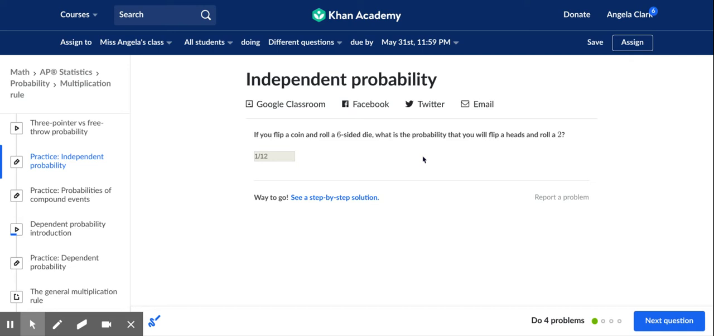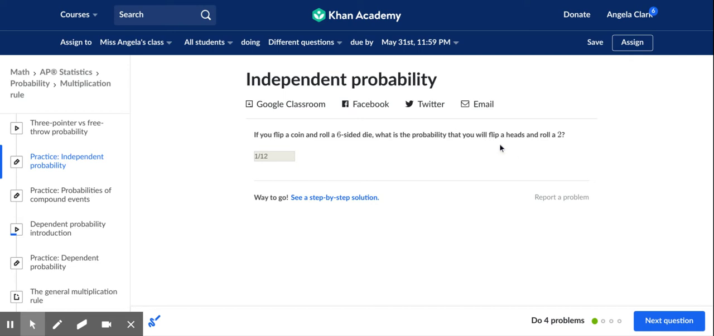So if you flip a coin and roll a six-sided dice, what is the probability that you will flip a heads and roll a two? If you flip a coin and roll a dice, these two things are completely independent. They don't affect each other. Even if I rolled two dice, those would be independent because it's two separate rolls. They're not affecting each other. I could roll the same dice twice, and those would be independent because the second roll does not depend on what I got the first roll.